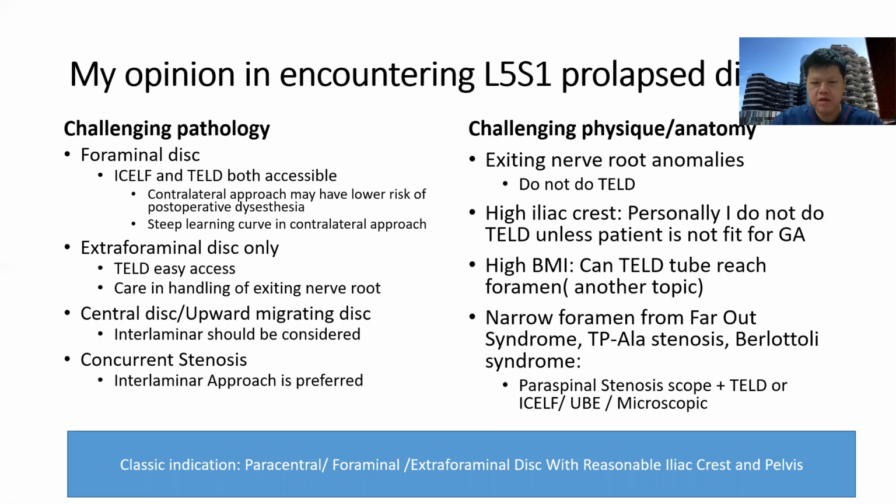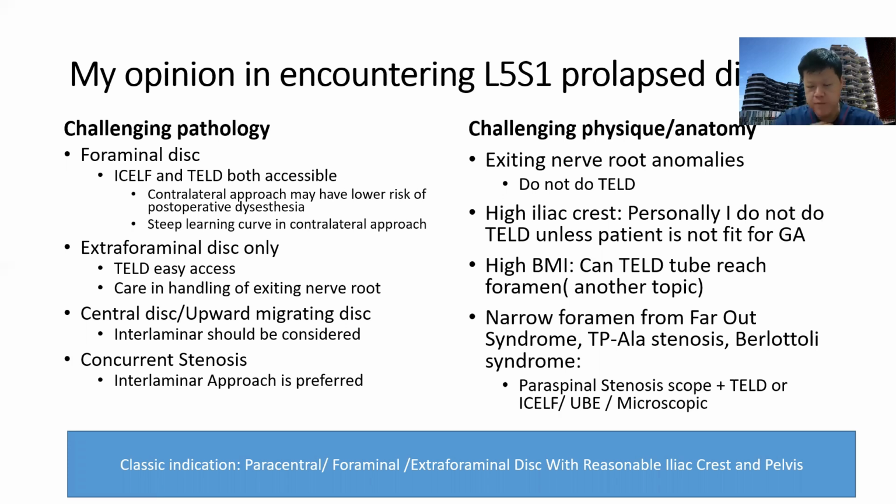For upward migrating disc, I feel that the interlaminar approach is good. The central disc as well. I find that there's limitation in the transforaminal approach, or excessive ventral foraminotomy is needed to get through to the central region of the disc. So I do interlaminar approach or biportal approach for this group. And if there's a concurrent stenosis, interlaminar approach is preferred, or biportal approach can be done. I feel that they are efficient in removing the ligamentum flavum as compared to the transforaminal approach.